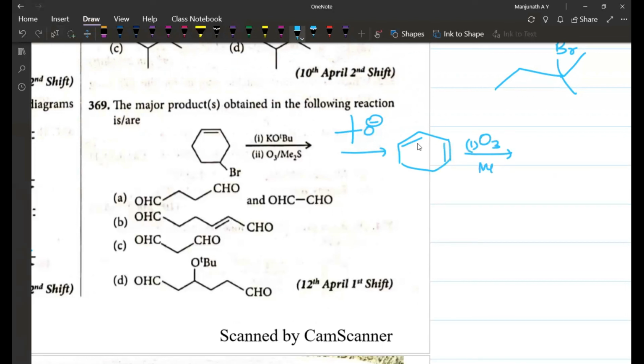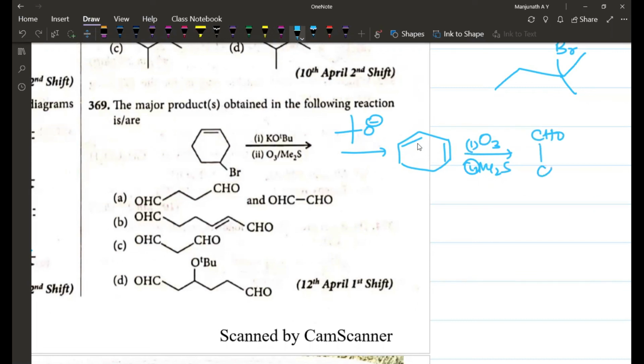and Me2S. Sometimes students ask me why I give some reagents which are not there in the book. Look at this. This Me2S is hardly mentioned in the book actually. One place you will find this Me2S mentioned. They have given it. This is a modern technique actually. In the first year book it is not there. But they will ask. That's the whole point. So now what is the product?